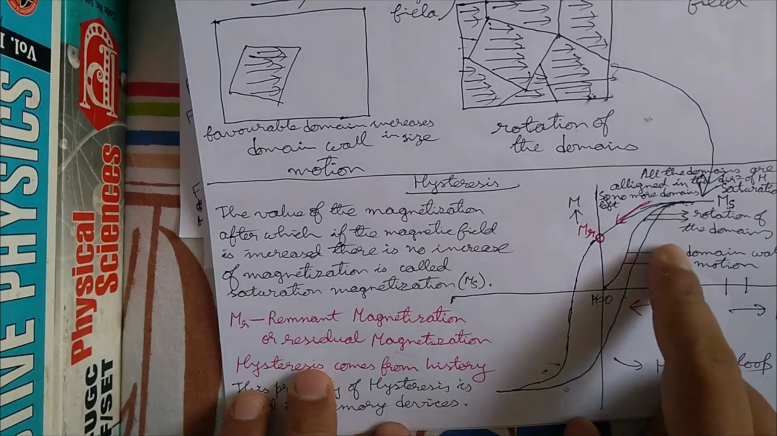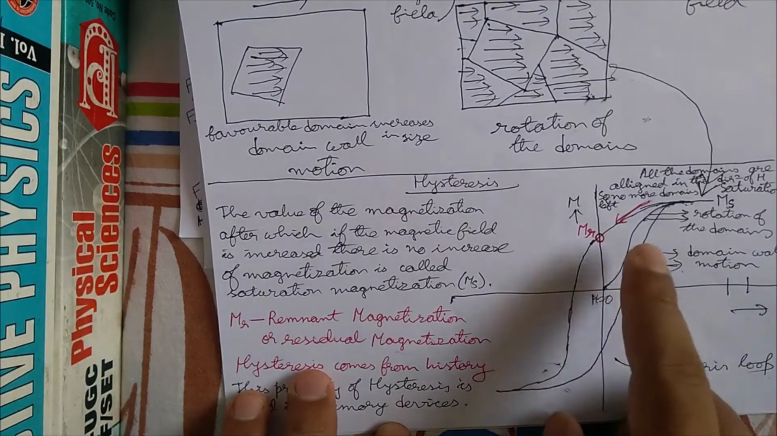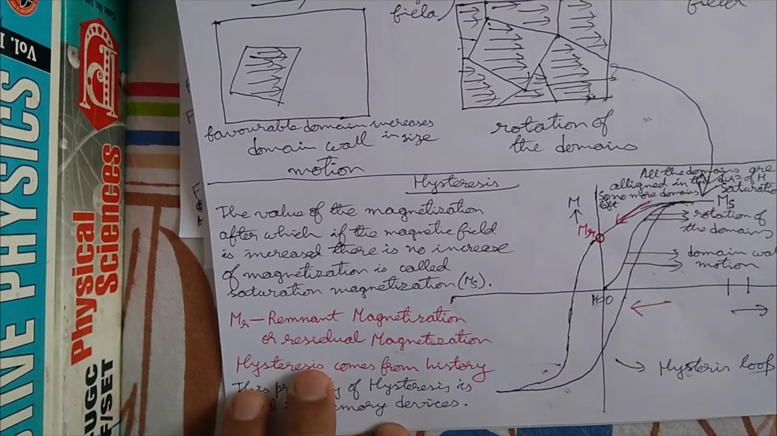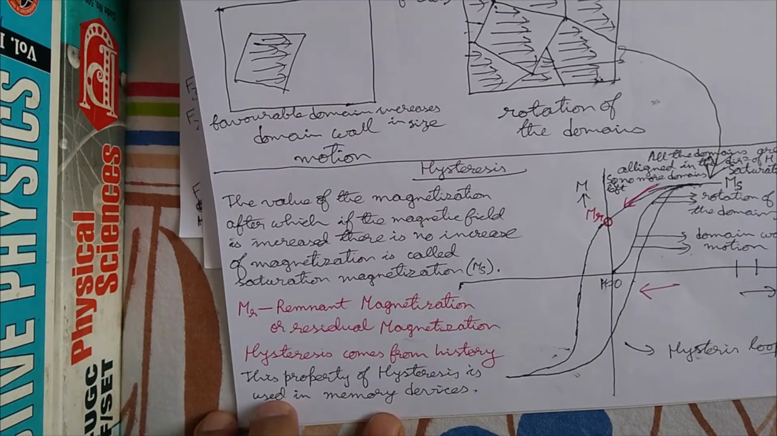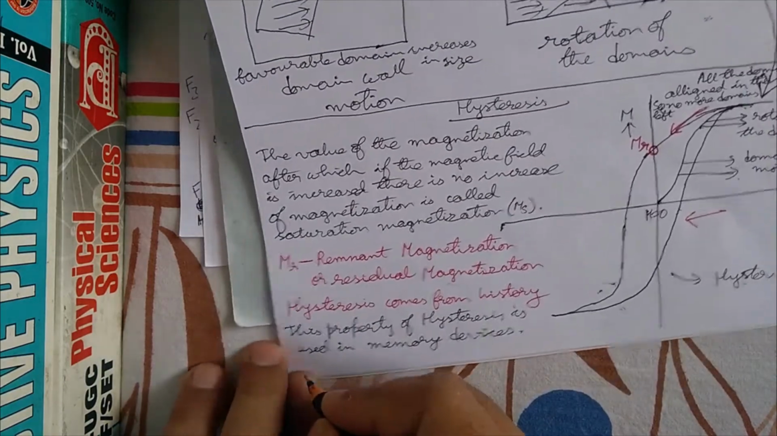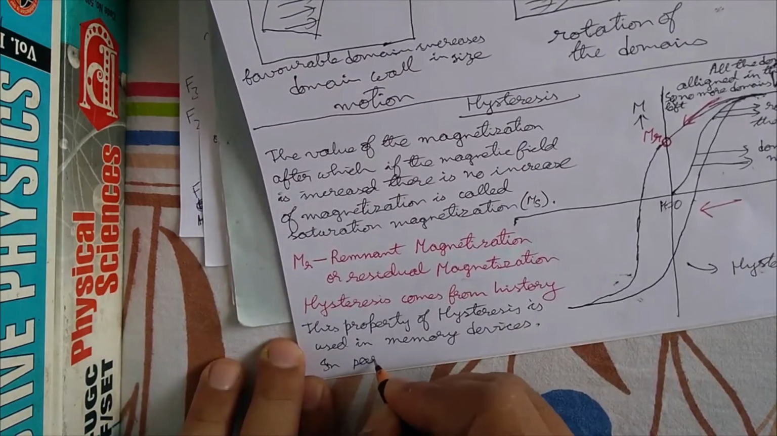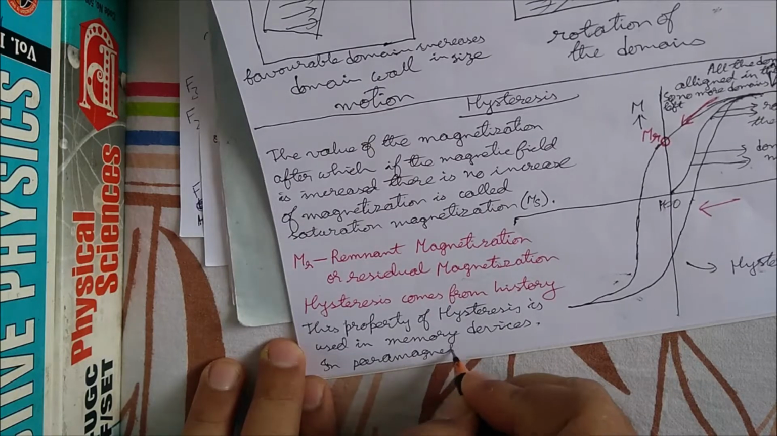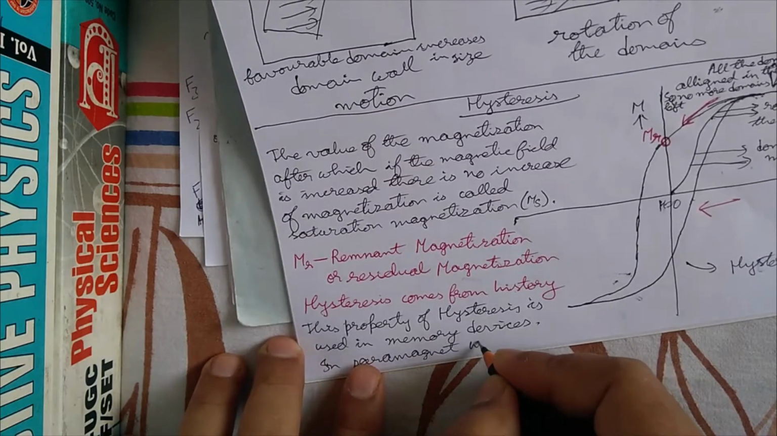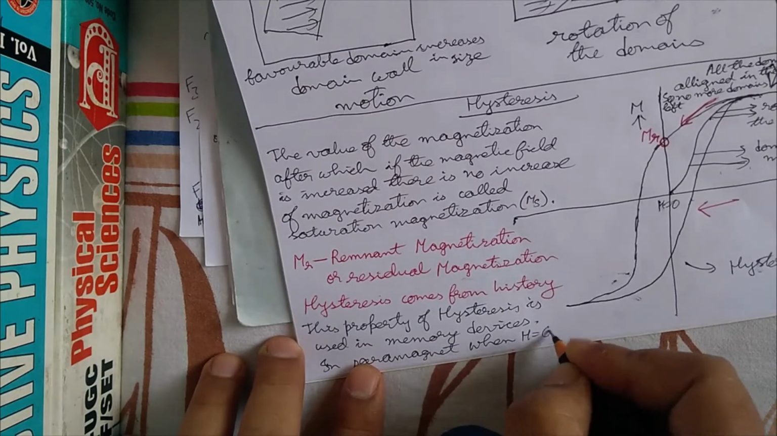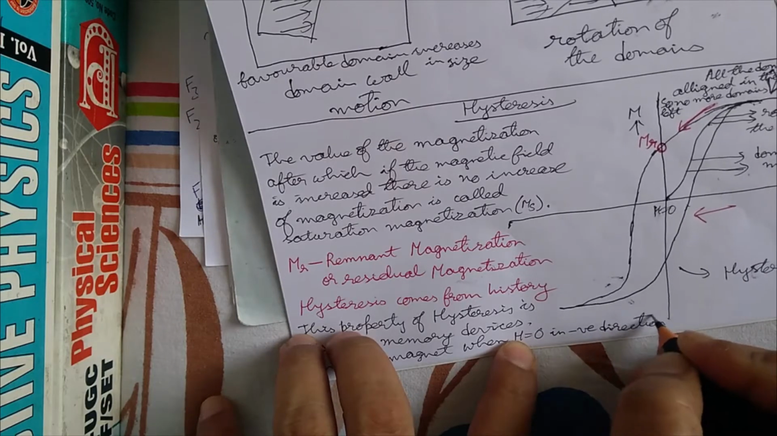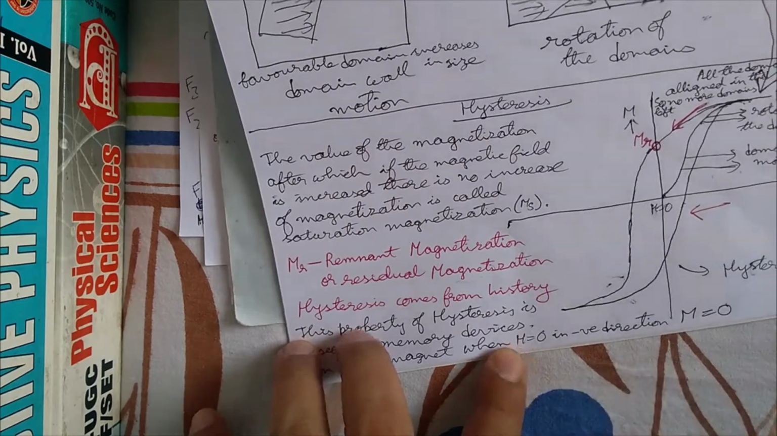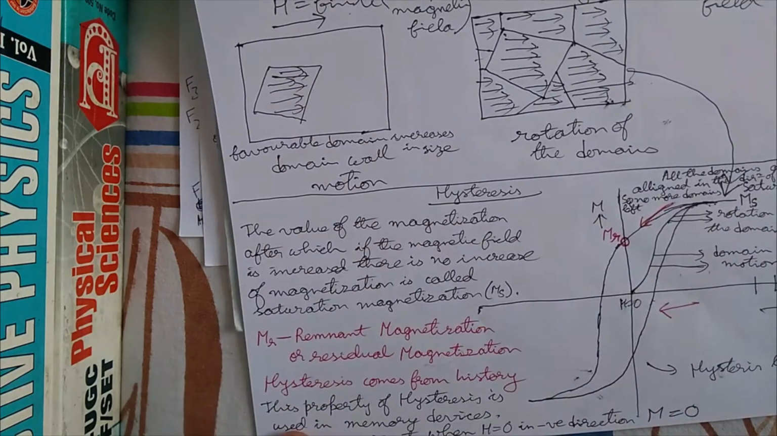So when you are decreasing the magnetic field, when the magnetic field becomes zero, the magnetization doesn't become zero. It retains some of its magnetization. This is called remnant magnetization or residual magnetization. So this is the property of a ferromagnet. In case of a paramagnet, when H is zero, M will be equal to 0. But in case of a ferromagnet, this is not the case.